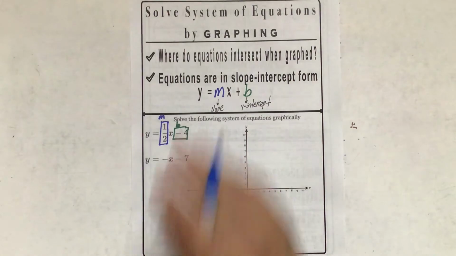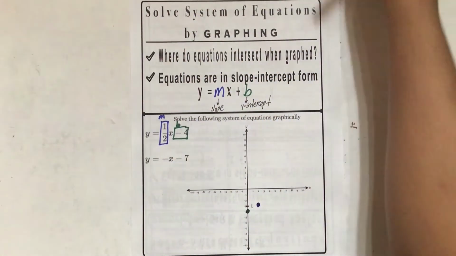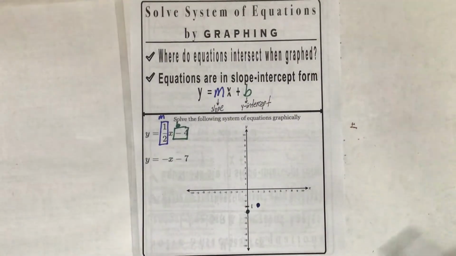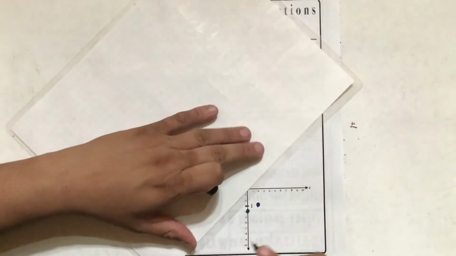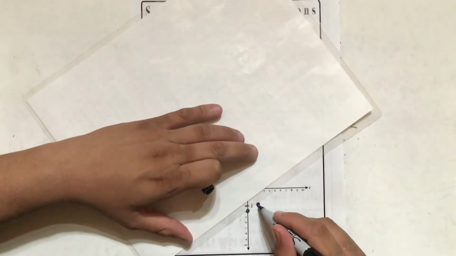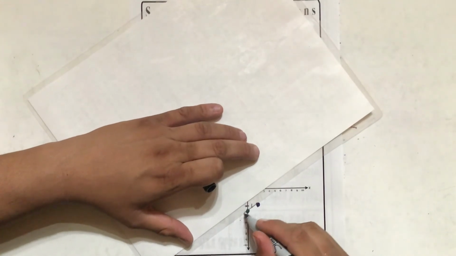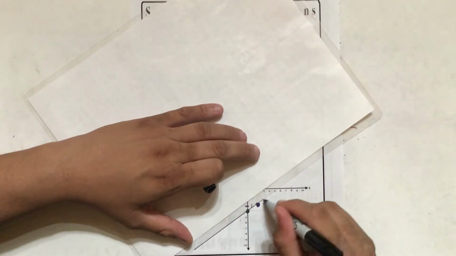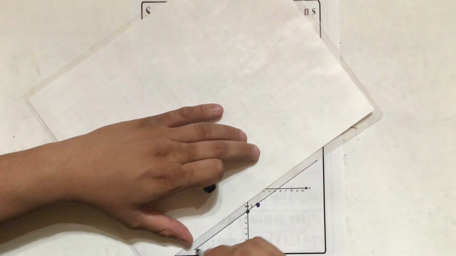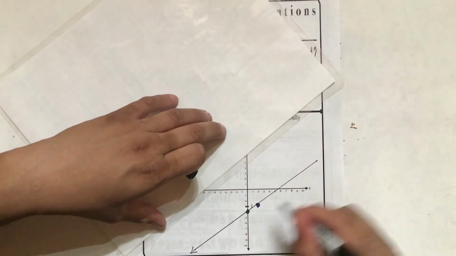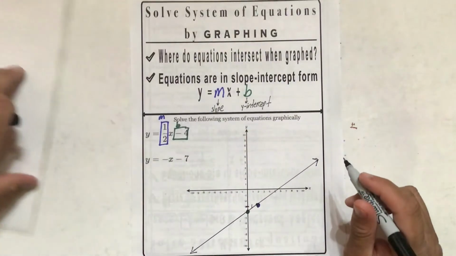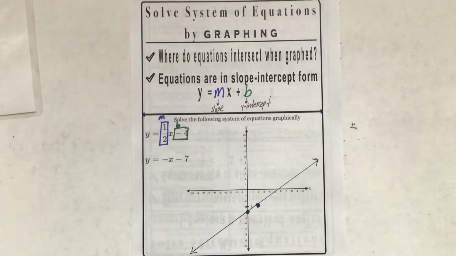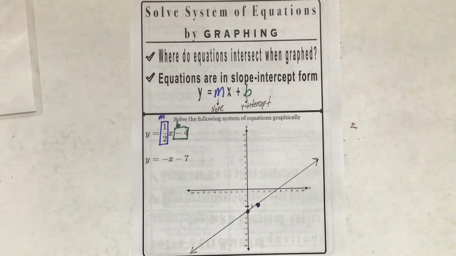Now, that is where my second point goes. Now, I'm going to take a straight edge here, and I'm going to connect them. And that is my first equation right there. Right? So I do the same thing with the second equation.